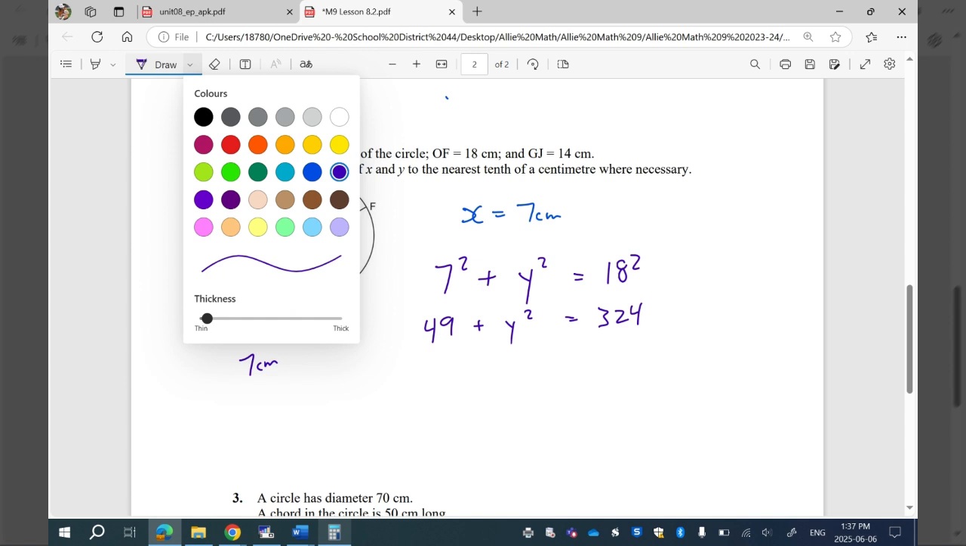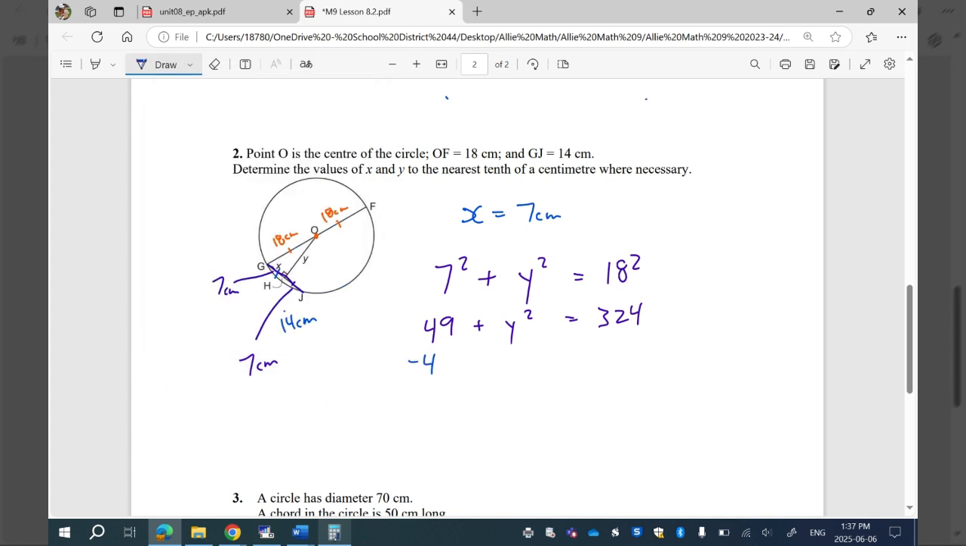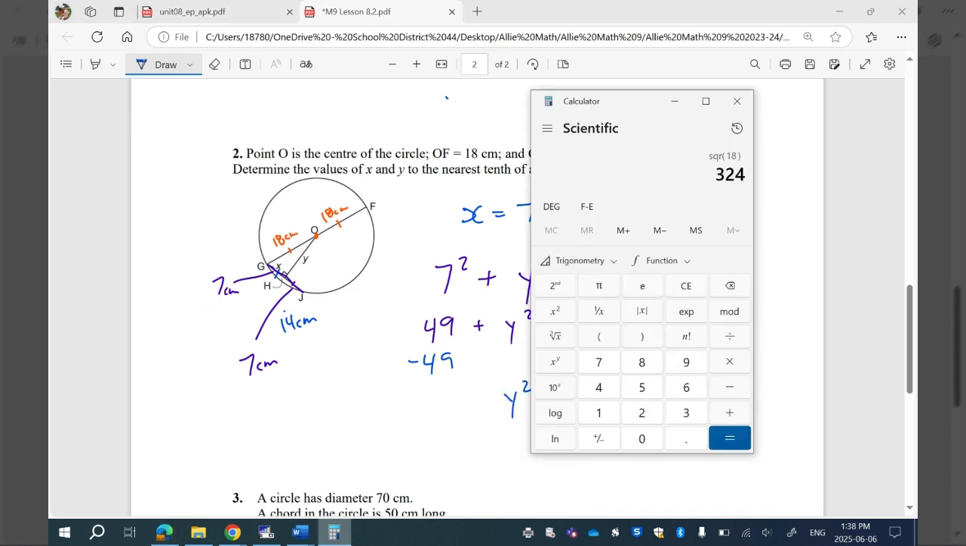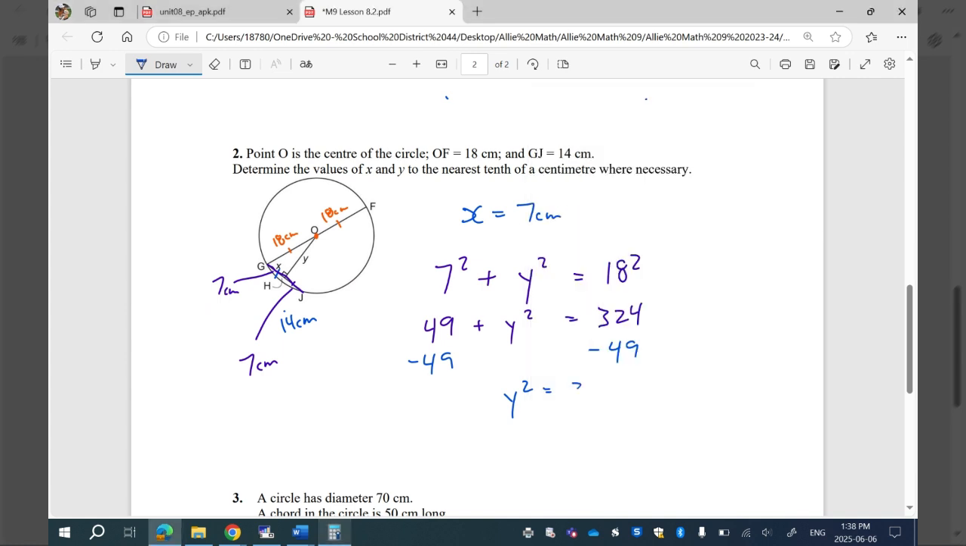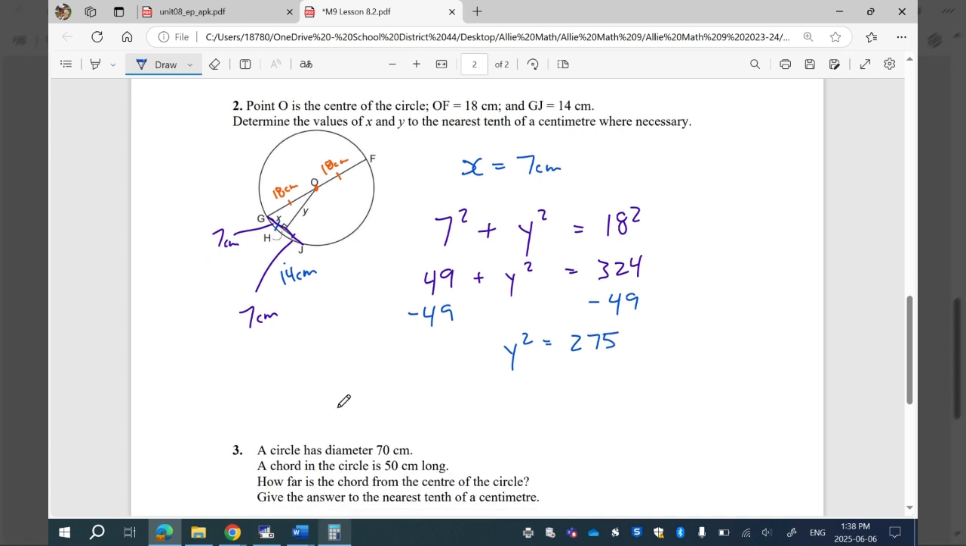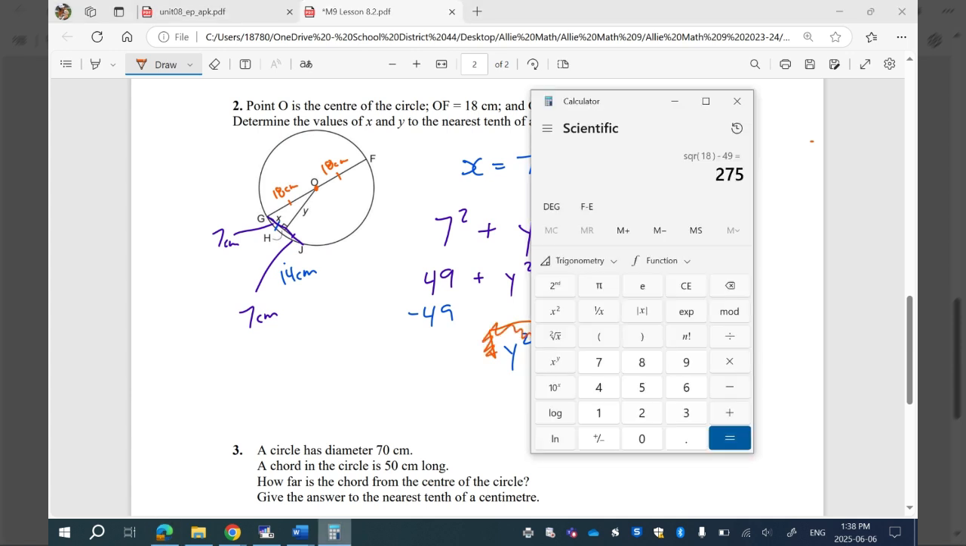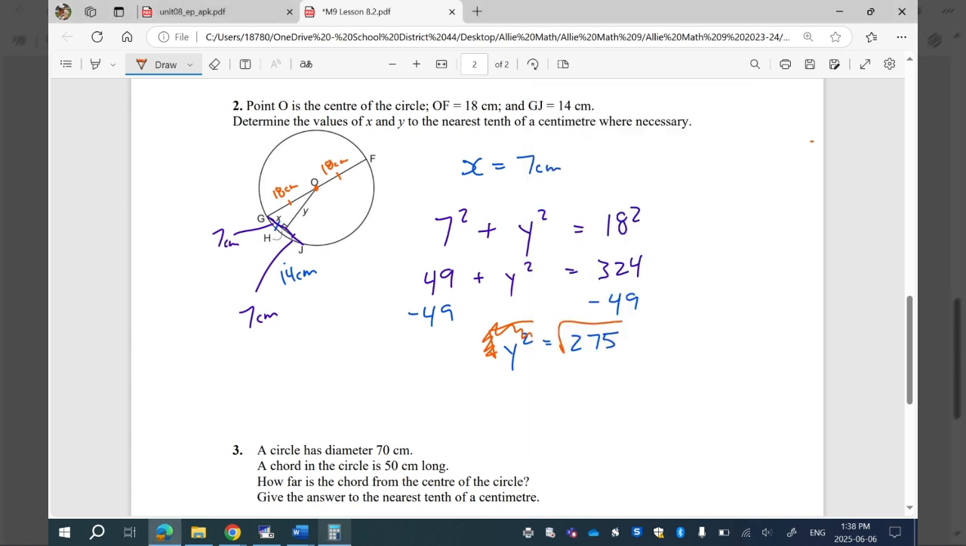Now we can get our y by itself. Let's minus 49 from each side. We get that y squared equals 324 minus 49, which is 275. And our last step is to do the inverse operation of squaring, which is taking the square root. That cancels that out, and we get that y is going to equal the square root of 275, which is 16.6.